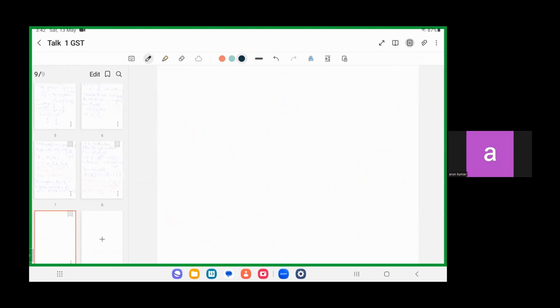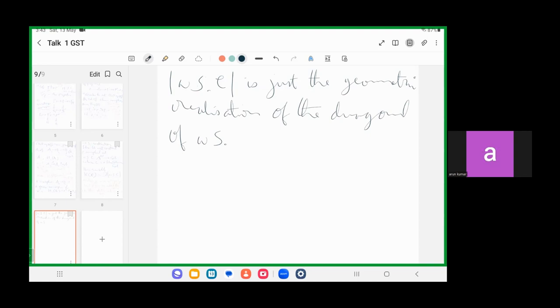And then the realization of WS dot C is just the geometric realization of the diagonal of WS dot of C. So we're abusing a notation here to simplify things. To summarize, given any simplicial category, we can correspond a bisimplicial set by taking the nerve of each category. So we get a bisimplicial set and the geometric realization of a bisimplicial set.